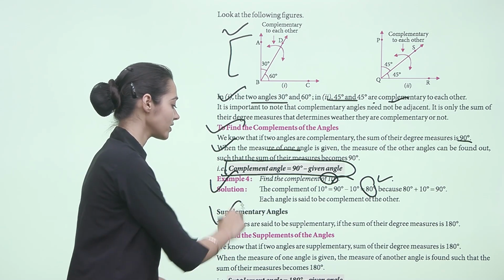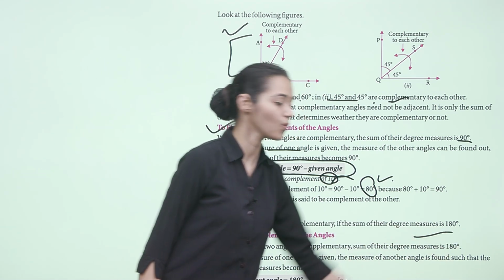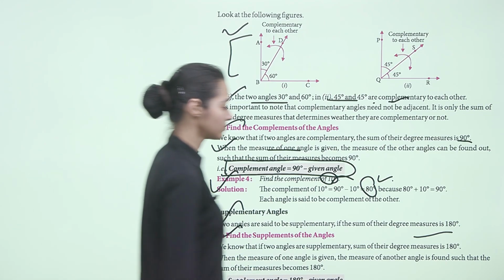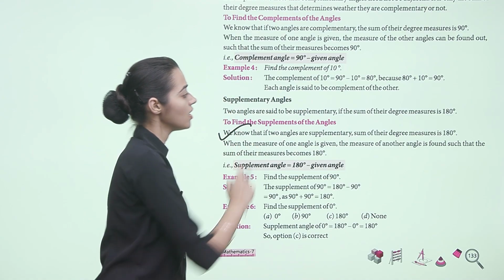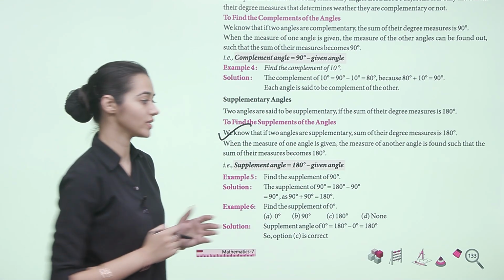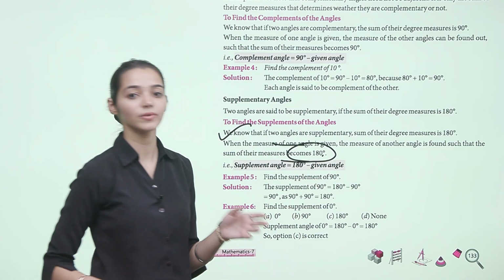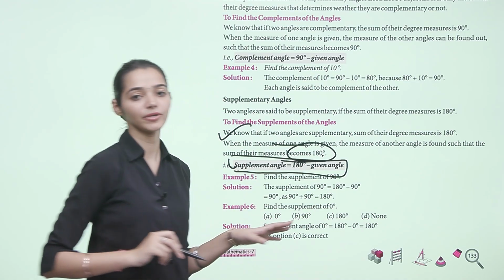Next are supplementary angles. Two angles are supplementary if the sum of their degree measure is 180 degrees. Now how can we find the supplement of an angle? We know that two angles are supplementary if the sum of their degree measure is 180 degrees. When the measure of one angle is given, the supplement angle is 180 minus the given angle.